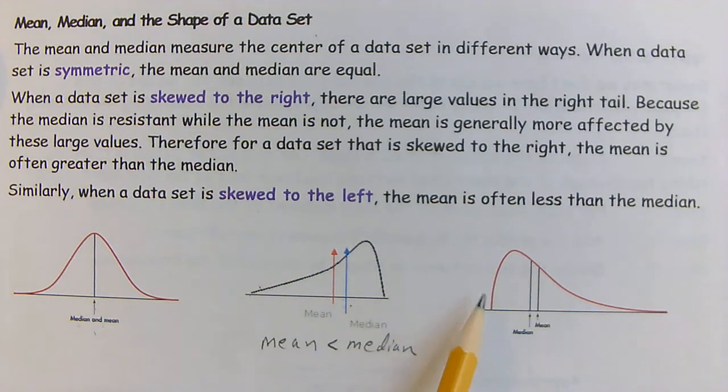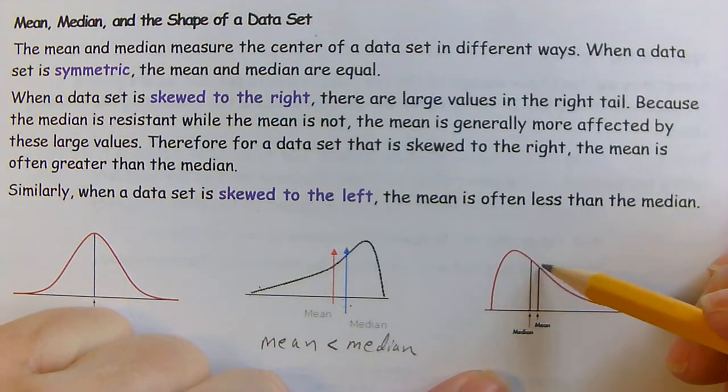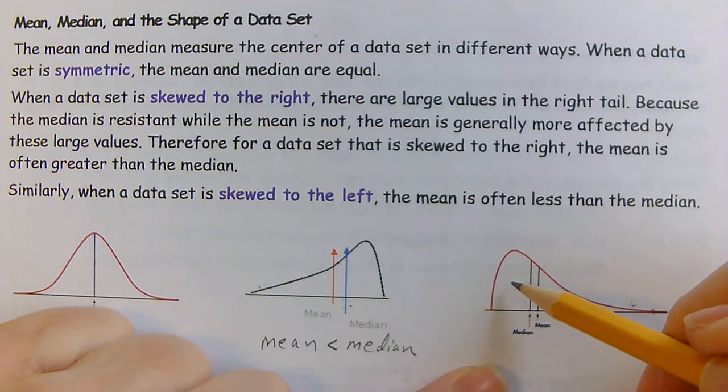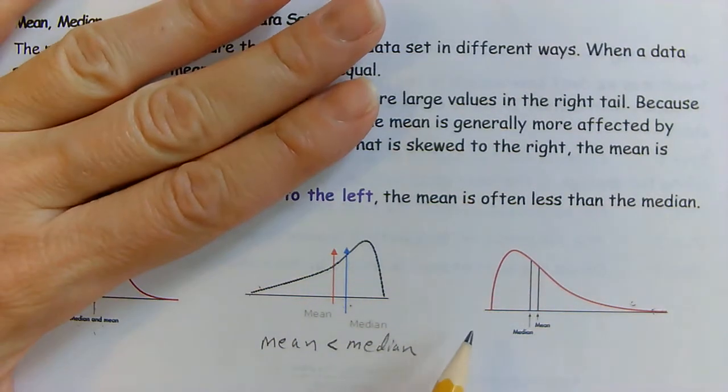And here, if my data is skewed to the right, it's like the example above with the lottery winning family. Your median stays in the middle, but you got this really high family income that affected the average and pulled it in the direction of the skew, or the extreme value.